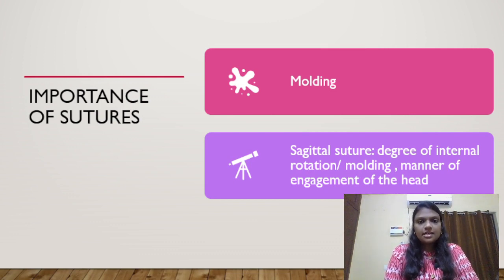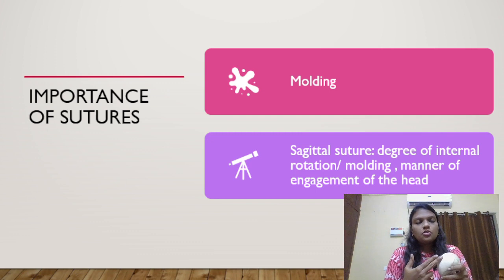Whenever the patient is in labor, we are going to do a per vaginal examination and we have to palpate the sagittal suture. We have to look for the sagittal suture. The sagittal suture gives us the idea about the degree of internal rotation, and again the idea of molding. The degree of molding can be seen by palpating the sagittal suture. And we can know about the manner of engagement of the head. These are the significance of the suture.